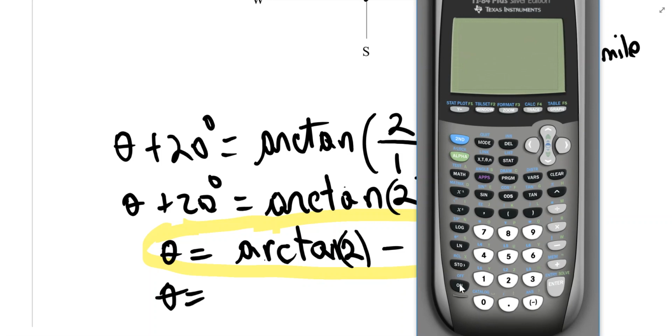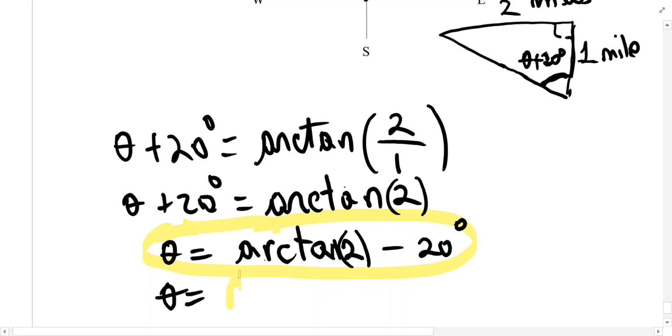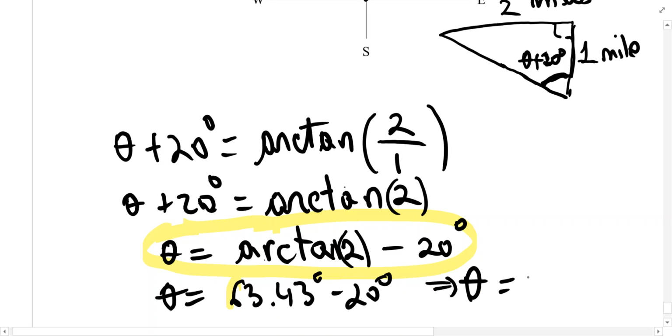So I will do, you turn on your calculator, arctan of 2. That's 63.43 degrees. And then I subtract the 20 degrees. So arctan of 2 is 63.43 minus 20 degrees. So this is degrees as well. So that gives us that theta equals 43.43 degrees.